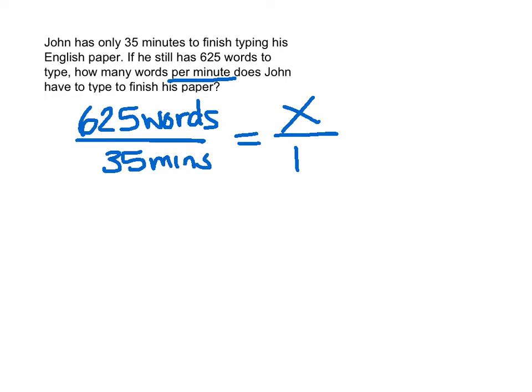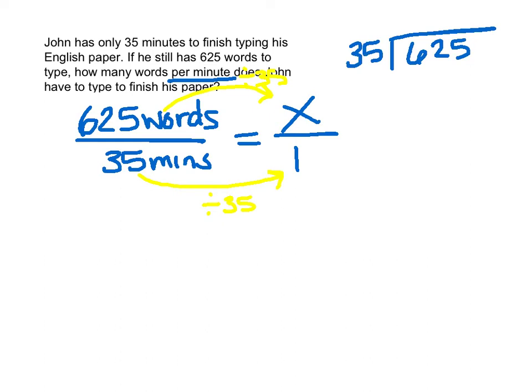We're just dividing. We're saying that we want to go from this 35 to a 1, so I'm really dividing by 35. And if I divide the denominator by 35, I have to divide the numerator by 35. So x is really 625 divided by 35, which is great. We can do that. So what we're going to do is come over to the side of our paper and do our long division. 625 divided by 35.